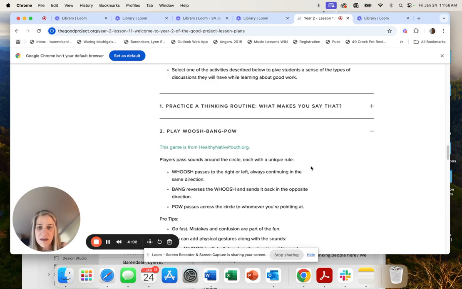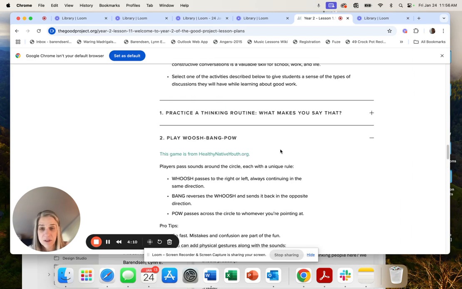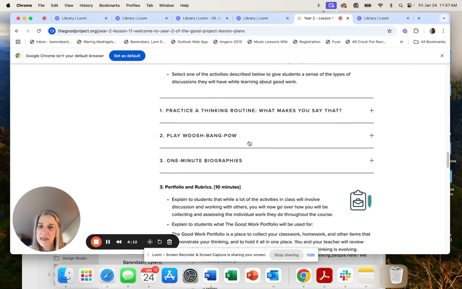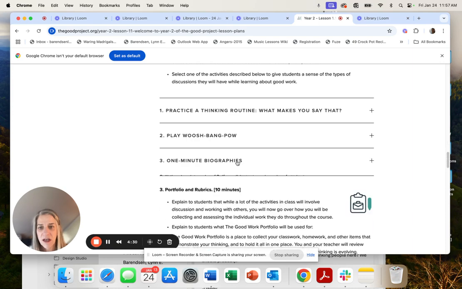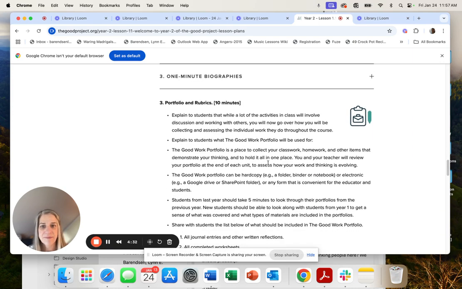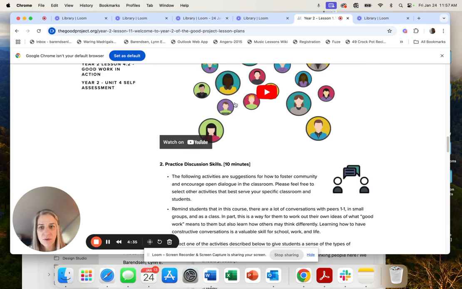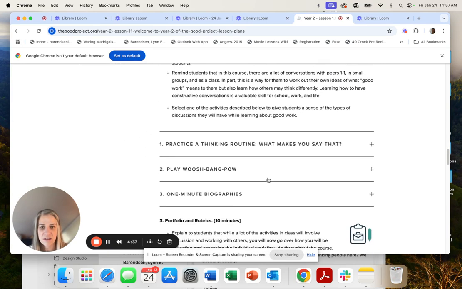Here is a game. It's just to pass sounds around the circle, whoosh, bang, pow. It's supposed to be fun and a little goofy and enjoyable. And then there's this idea of 1-minute biographies, where students get to share very quickly in 1 minute something about themselves, a short biography, and telling them ahead of time, don't share anything that feels too personal. And then students have to share what they learned about their partners. Really fun activity. So those are 3 different options for this particular section, practicing discussion skills.